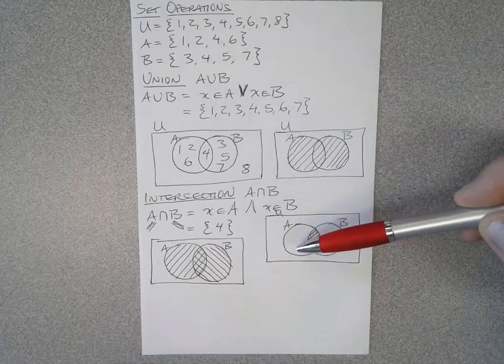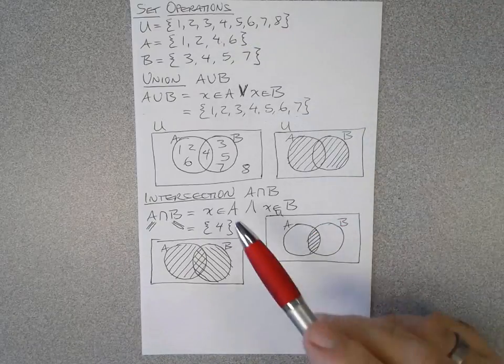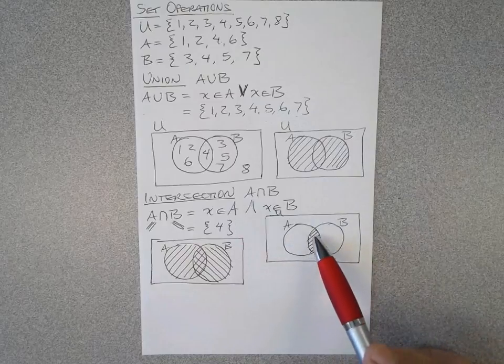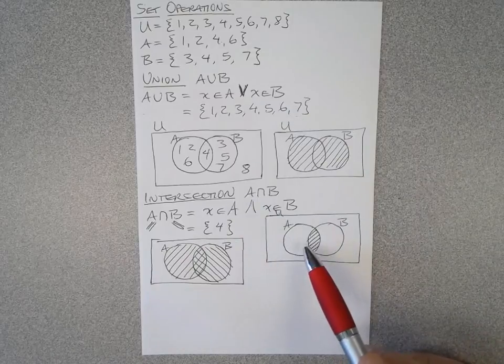When we shade for the intersection, we would shade only that region of the Venn diagram that's a part of both sets, both B and A. And so that would be this portion right here.